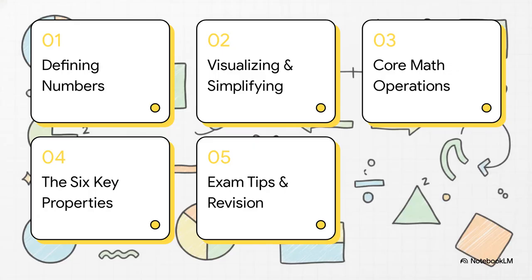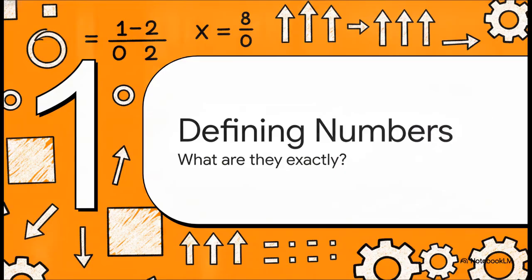So here's our game plan for today. We'll start by defining rational numbers. Then we'll move into visualizing and simplifying them. After that, we'll tackle the core math operations, uncover the 6 key properties that govern them, and finally, wrap the whole thing up with some absolutely crucial exam tips. All right, let's jump straight into part 1, defining rational numbers.